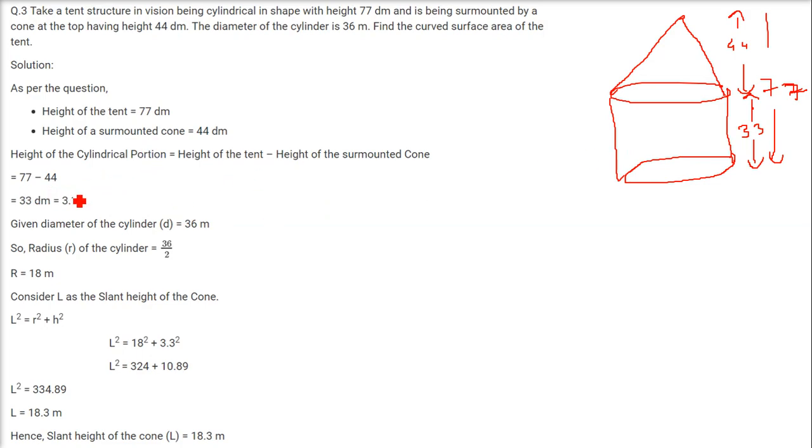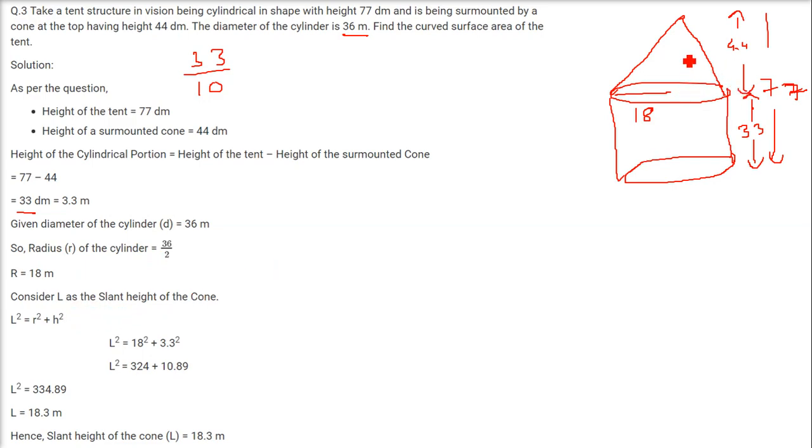So now the height of the cylindrical portion we found out using 77 minus 44, that is 33 decimeter. And we know that in order to convert decimeter into meter, we just have to divide it by 10. So it will be 3.3, this will be 4.4, this will be 7.7. Now, coming to the diameter of the cylinder, which is given here, the radius will be 36 by 2, that is 18.